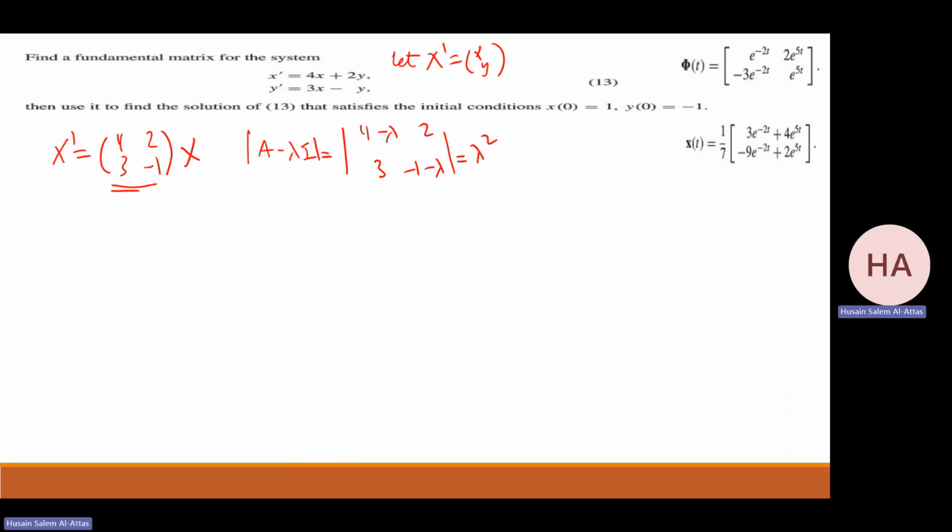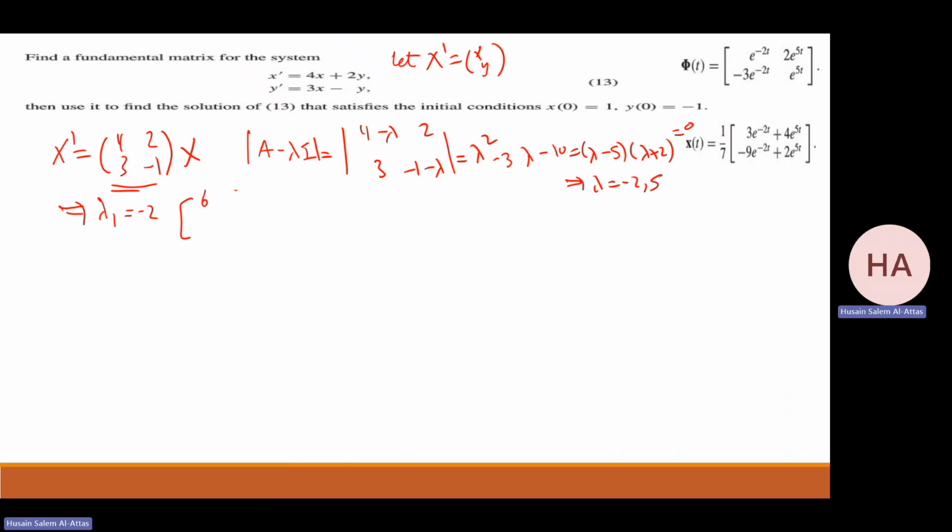Minus lambda, minus 4 lambda, minus 3 lambda, minus 4 minus 6, minus 10. In other words, this is lambda minus 5 times lambda plus 2 equals 0. So I have 2 lambda here. Lambda equals minus 2 and 5. Okay. So for lambda 1 equals minus 2, what will be the system?